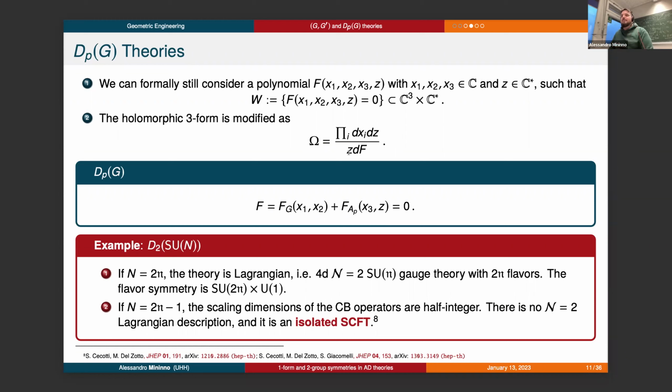And for example, you have the D_2 SU(N) theory, and you can distinguish two cases. Whenever N is even, then they are Lagrangian theories, and for D_n equal to 2 they are SU(N) gauge theory with 2N flavors. Or whenever N is odd, then the scaling dimensions are half integer. So there is no N=2 Lagrangian description, and there are no marginal deformations. So it's an isolated SCFT.